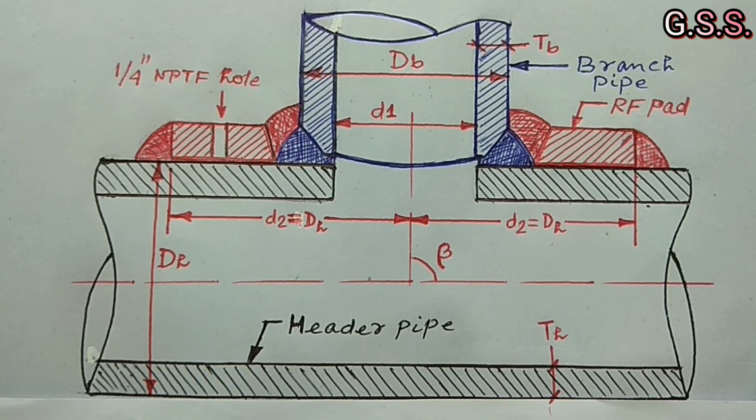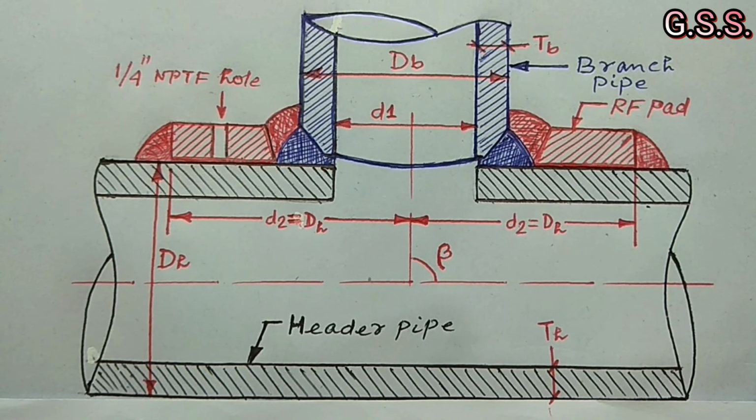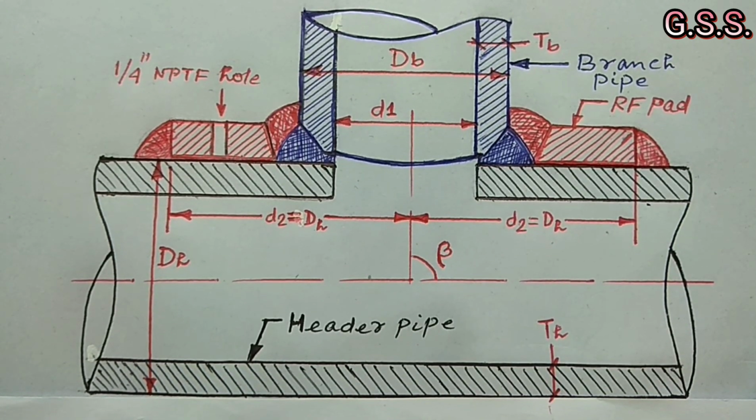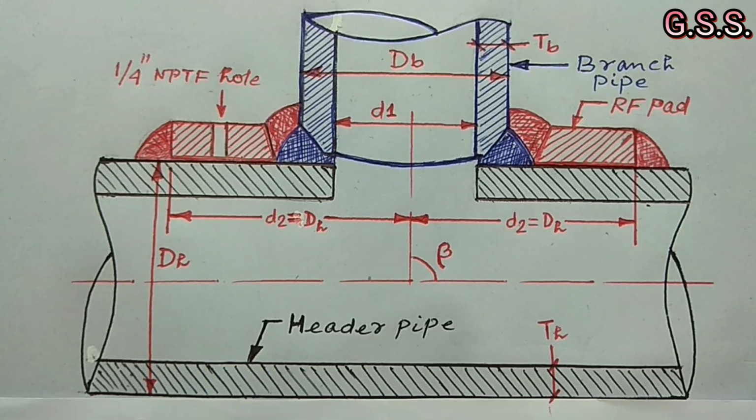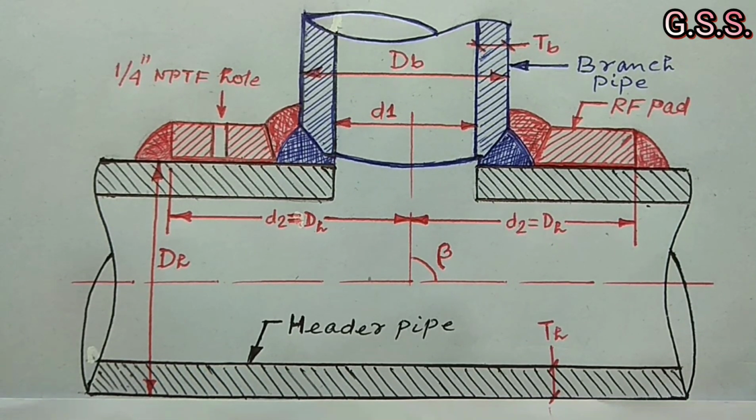Reinforcement pad is basically a ring that is cut from the header pipe. The width of the reinforcement pad is normally half of the diameter of the branch pipe. The aim of this reinforcement is to substitute the material that was removed for making the branch connection from the header.